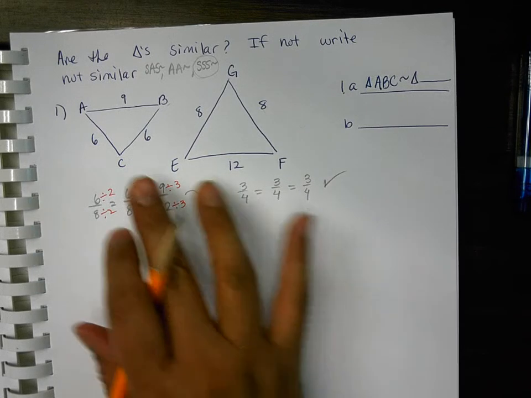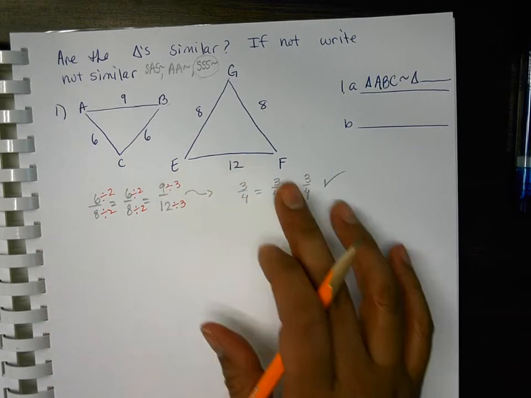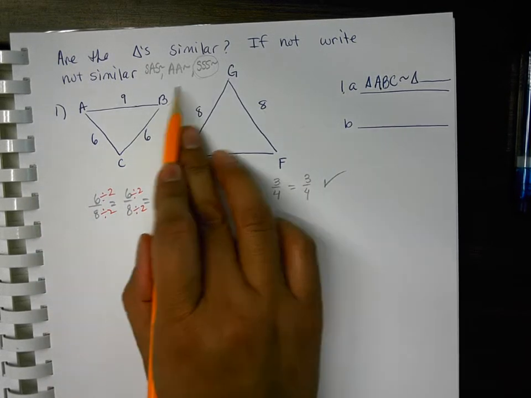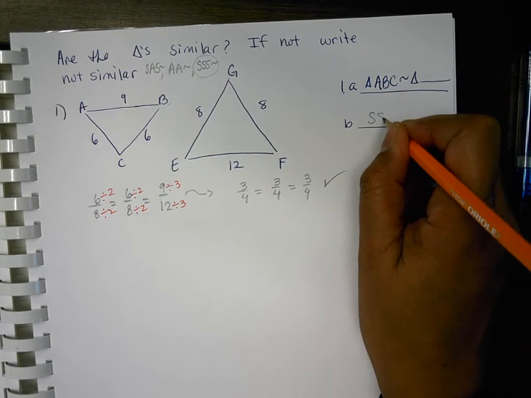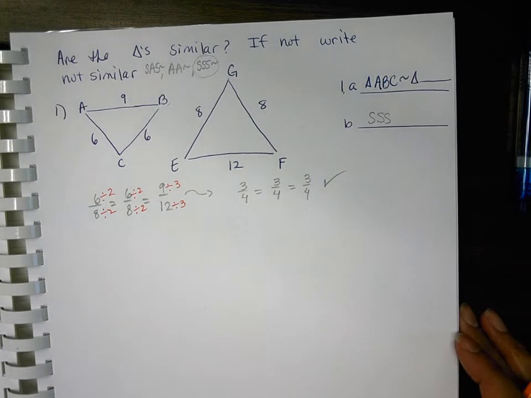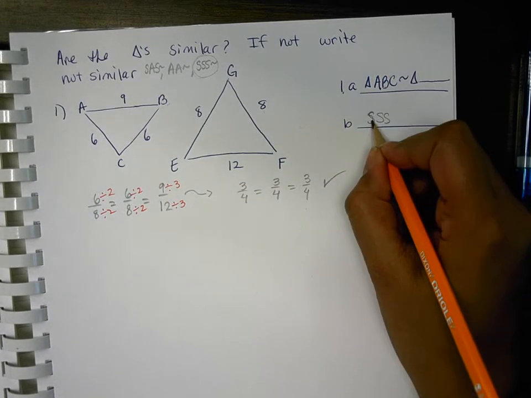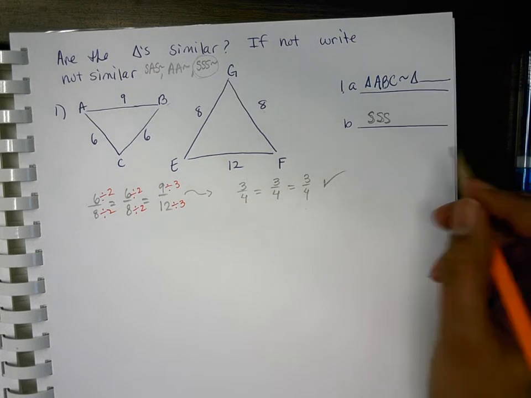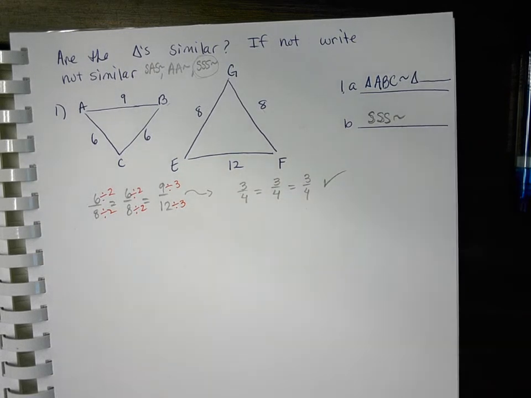Are these two similar? Yes, because we're using which one again? We have to write it here. Side, side, side. That's what the B marking is for. You're stating what method you used. Side, side, side. Don't forget your similarity. Side, side, side. We had this on a test. Do you guys remember this?